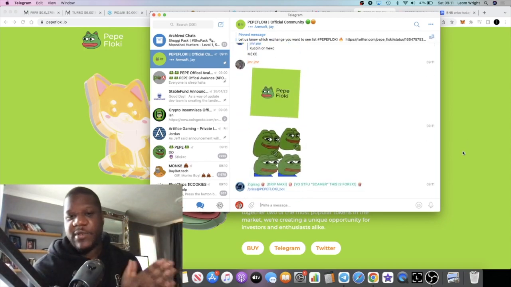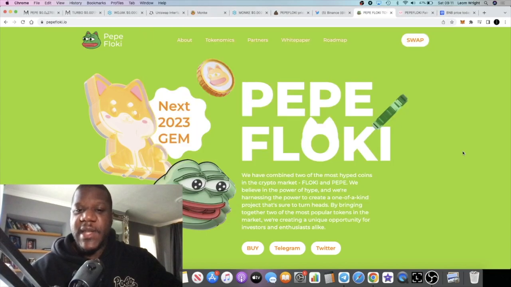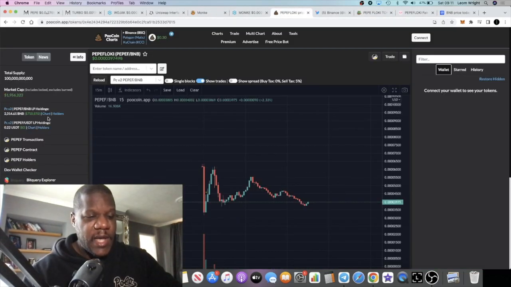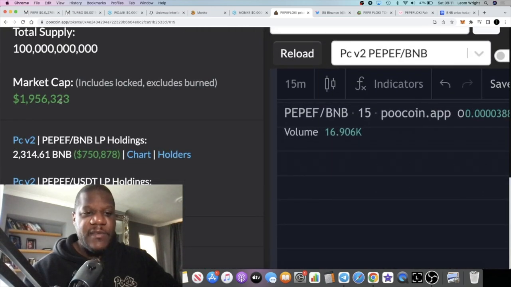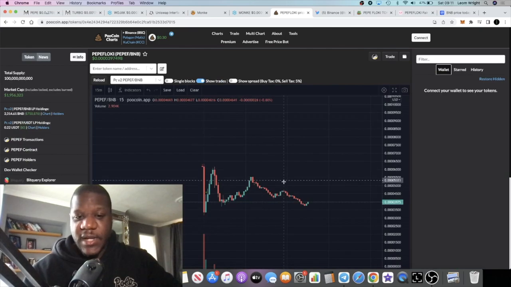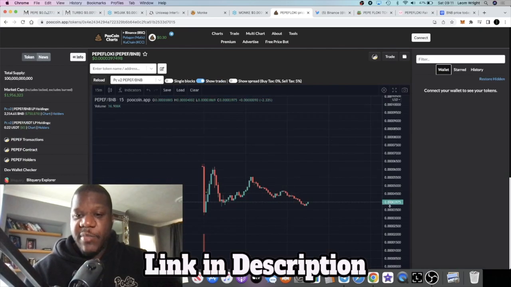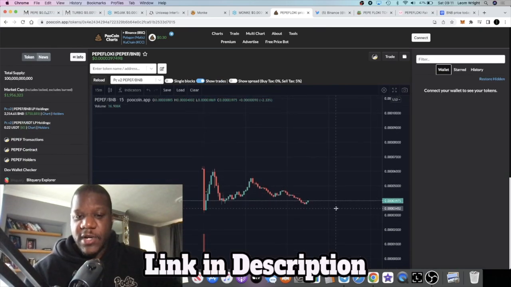We know Ethereum's going absolutely crazy. But yeah, this one's sitting at just under 2 million market cap. 1.956 million market cap, 750K in liquidity. And it looks like it could well have bottomed out. It could have bottomed out, guys.